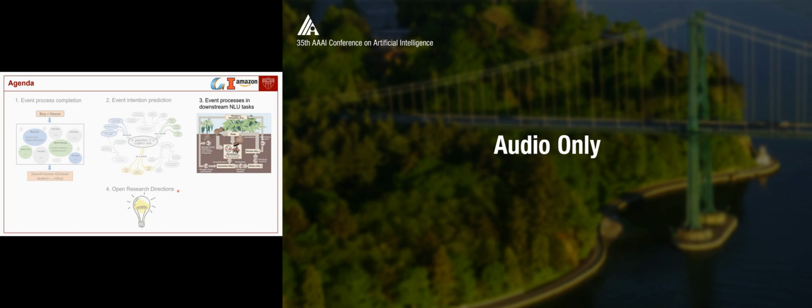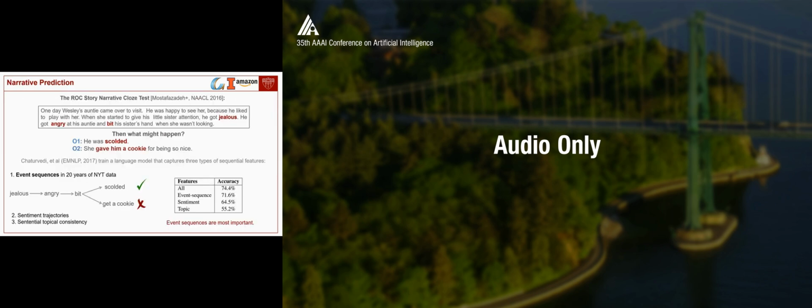Next, I will give some introduction about downstream tasks that are essentially supported by event process understanding. Since event process models the plausible evolution of events in the context, they can be naturally used to improve the consistency of narrative prediction. A narrative prediction task often requires a system to predict the possible continuation given a piece of narration. For example, here there's an instance from Rock Story narrative close test.